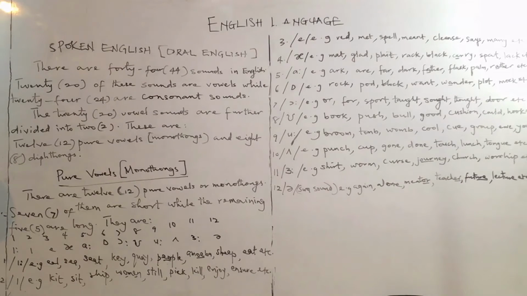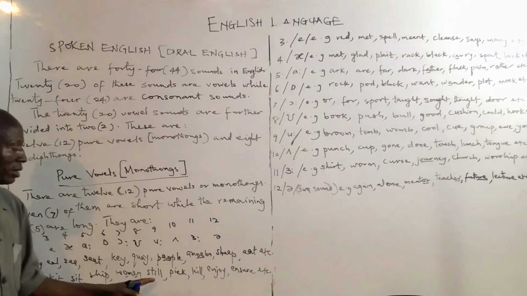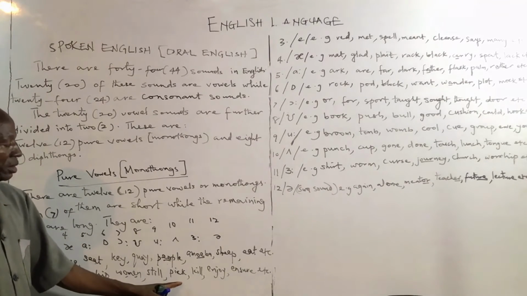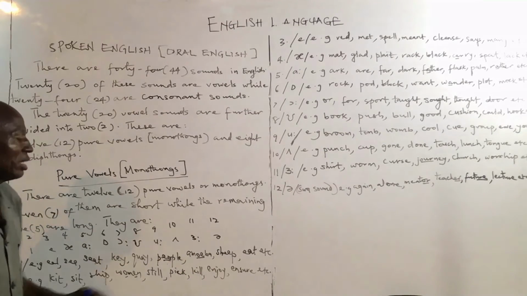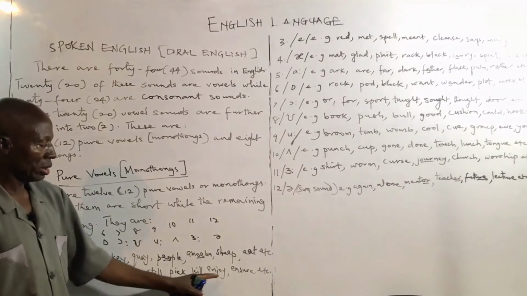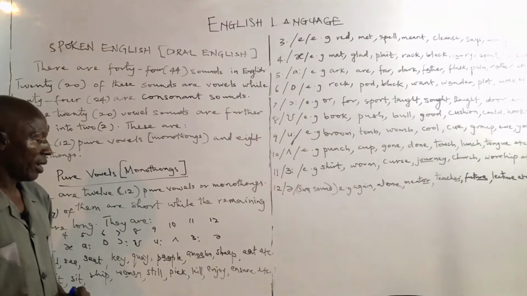Then we come to the next one. That is A. You know, this one is E. Why this one is A? So you have Kate, we have sit, we have shape, we have women. Take note of that, it's not women. We have women, we have still, we have pick, we have kill, we have enjoy. Take note of that. Ensure, enjoy, ensure.